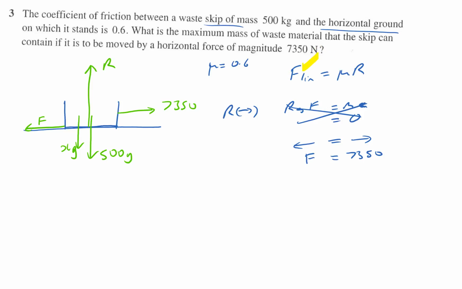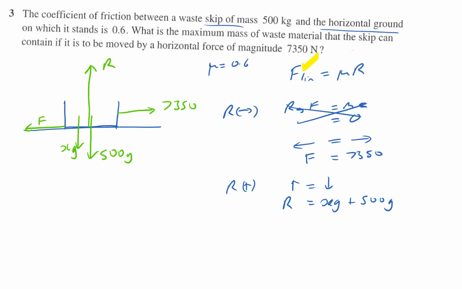I now need to work out what R is, so that means I'm going to have to resolve upwards. There's no acceleration upwards, so I'm going to have upwards equals downwards, and that says that R equals, and downwards I've got xg plus 500g. So I now know what R is, and I know what mu is, so I can put it into here and find out what x is.